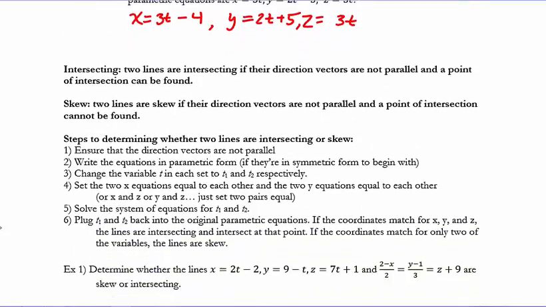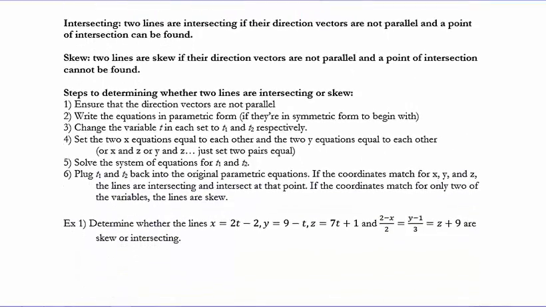And last but not least, I have intersecting versus skew. Two lines are intersecting if their direction vectors are not parallel, and a point of intersection can be found. Two lines are skew if their direction vectors are not parallel, and a point of intersection cannot be found. That's the easiest way to show this algebraically. So here's all the steps. Instead of reading all of these right now, because I would get bored reading them, I'm just going to explain them as I go here.